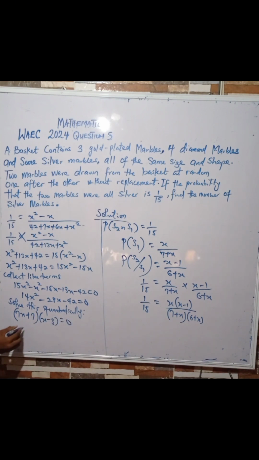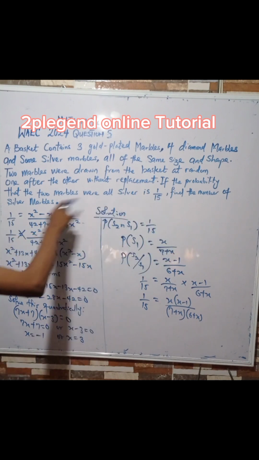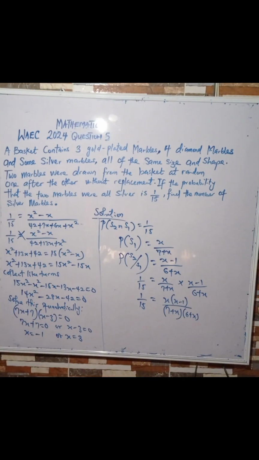So the value of x in this case will be 7x plus 7 equal to 0, or x minus 3 is equal to 0. So x, when solved for, gives -1, or x is equal to 3. Find the number of silver marbles now. The number of silver marbles cannot be negative, so it can only be positive. So in that case, x is 3. The number of silver marbles in this question is 3.